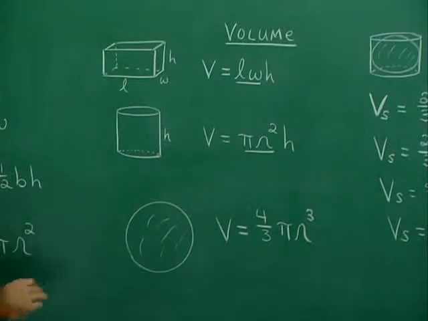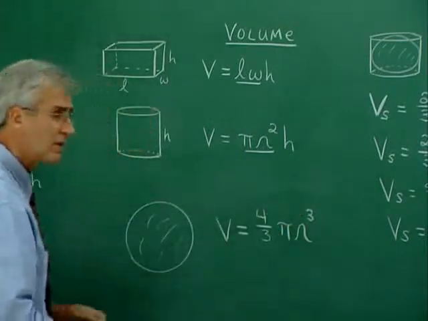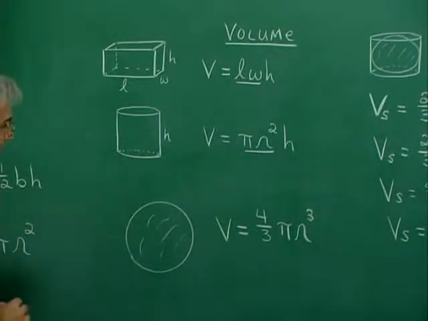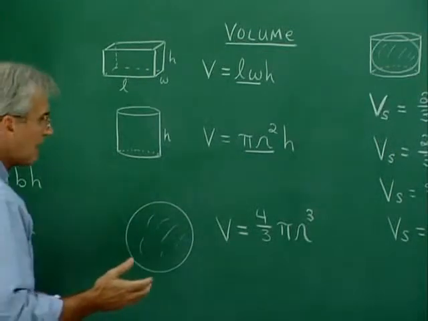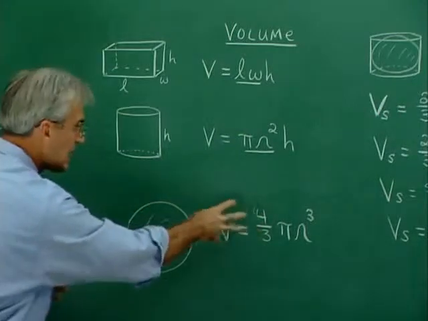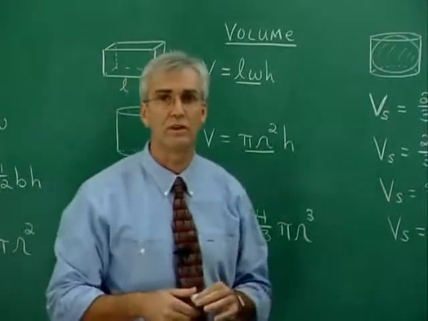Now, here's a sphere, and the formula for the volume of a sphere is 4/3 pi r cubed. It doesn't seem to have anything to do with area of base and height and all that kind of stuff. But maybe if I tell you the story about how this formula came to be, you might tend to remember it a little bit better. And I'll try to give you the short version of this story.